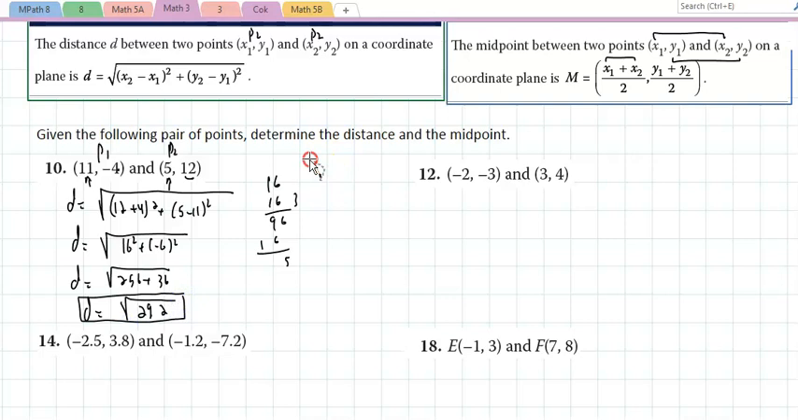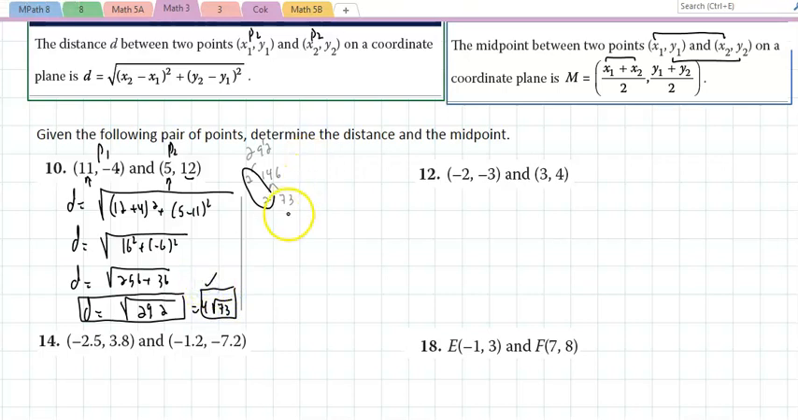The book wants us to use a calculator. We're not going to use a calculator on this, to round. Now, 292, if I break that up, that's 4 times 73. So I could take a 2 out of that, because that's 2 times 2. That will be 2 times the square root of 73. That's as simplified as we can go. So this would be the final answer.